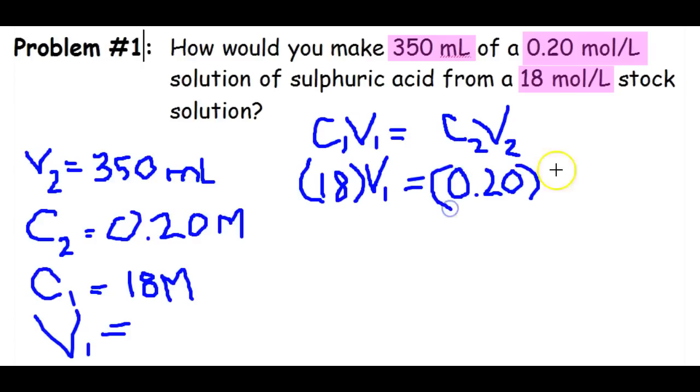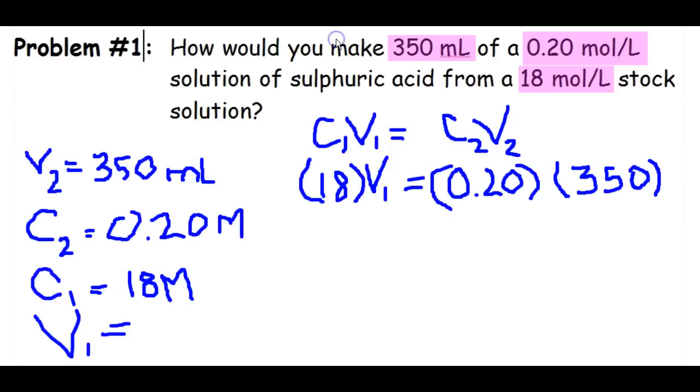And my volume is 350 milliliters. And I'm fine to use that 350 milliliters because as long as I remember that whatever volume I find for V1 is going to have units of milliliters, then I'm good to go.